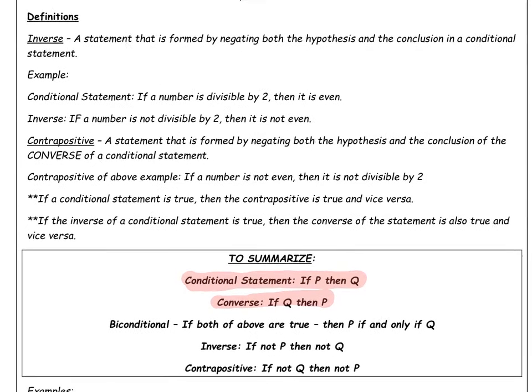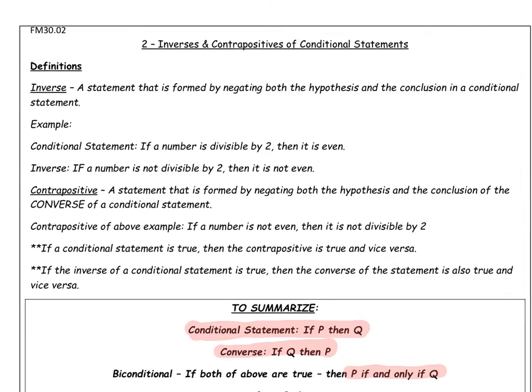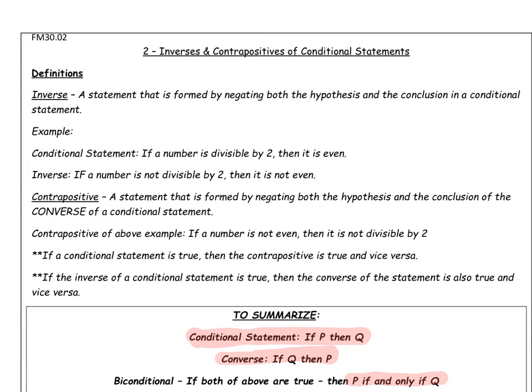And also, if both the conditional statement and the converse are true, then we get a biconditional statement that states P if and only if Q. So I could say there is snow on the ground if and only if it is winter, if it was true in both cases, but it is not. Okay, so that was what we've done before. Now we're going to look at two more types of statements.